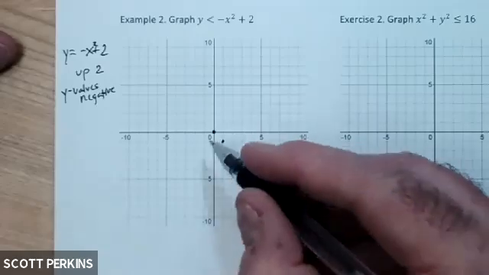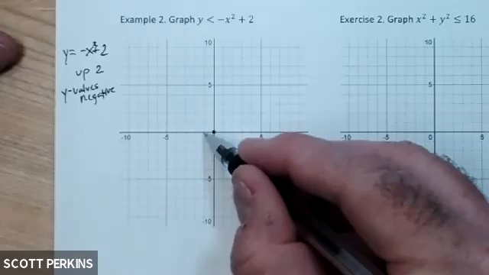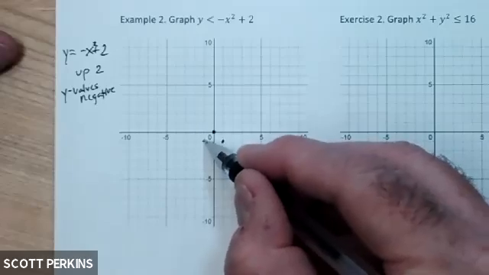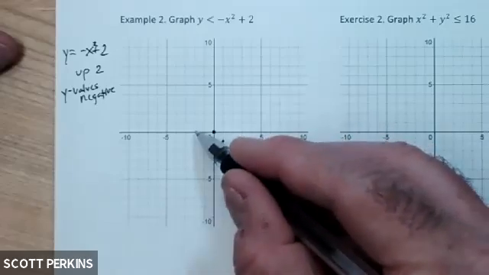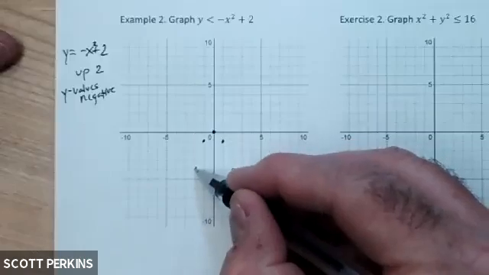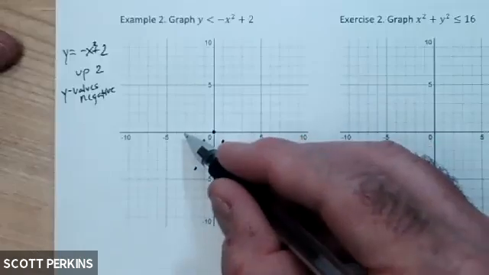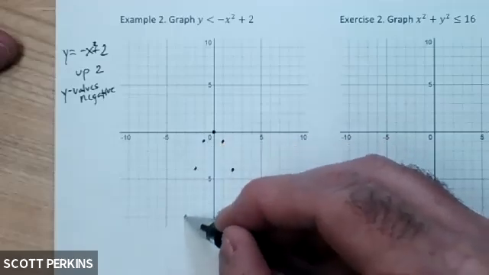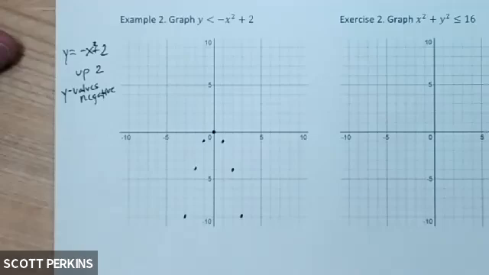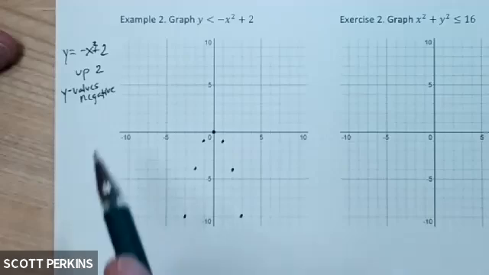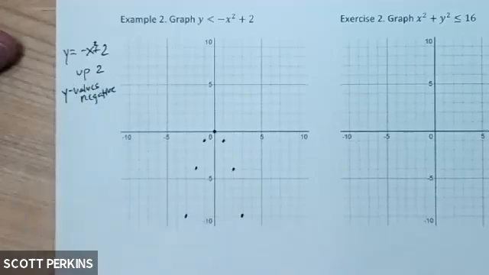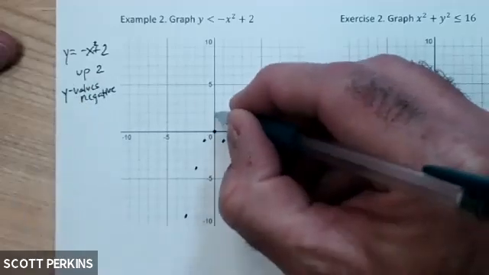Same thing going to the left. -1 squared is 1. When I make it negative, it's -1. 2 squared is 4. When I make it negative, it's -4. And then finally, 3 squared is 9. When I make it negative, it's -9. Now, that's not my final graph. Those black dots right there are just the negative x squared part of the graph. Now what I need to do is bring that whole thing up 2 units. So I'm going to lift up each of these points.